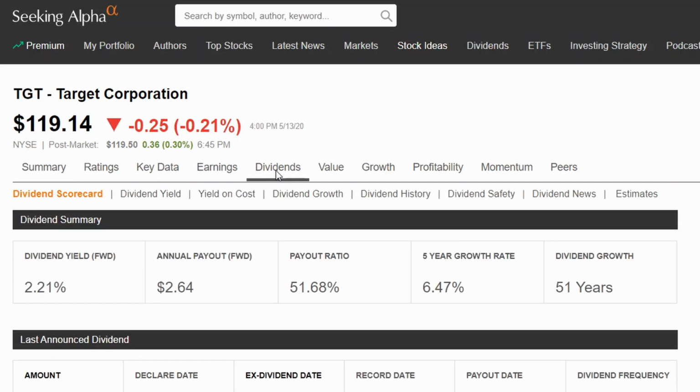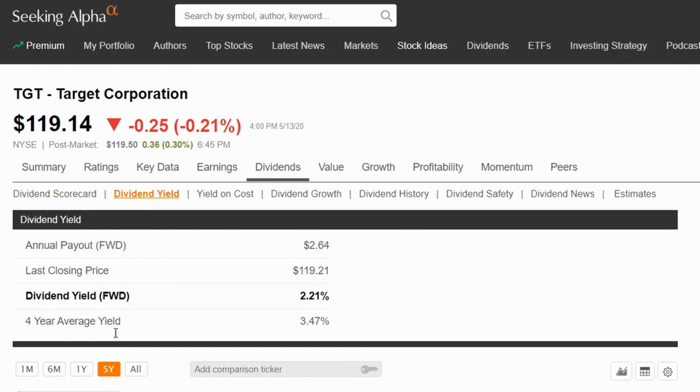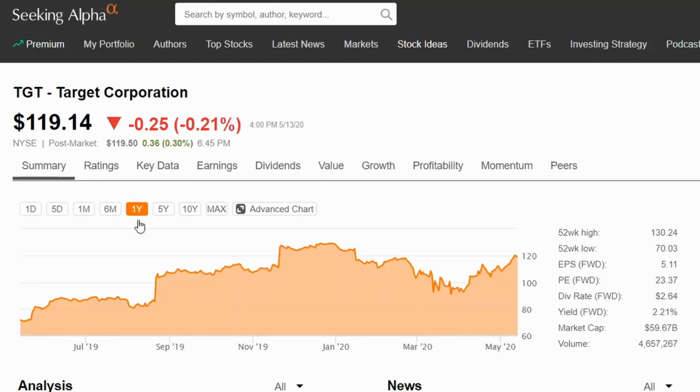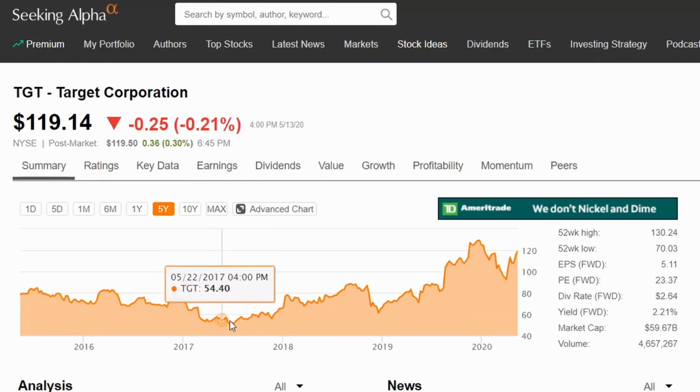Now, if we go to dividends and we go to dividend yield right here, when this loads, what this is showing you is its dividend yield. This is the percentage that it is paying out compared to its stock price. Where's the high? Oh, look at that. July of 2017. That is when Target's dividend yield was 4.67%. So its yield was at its highest, but if we go back to summary really quick, that's when the stock price was at its lowest in the past 5 years.